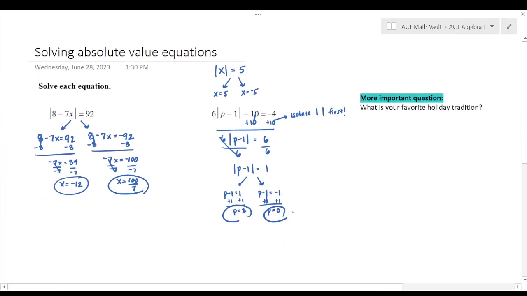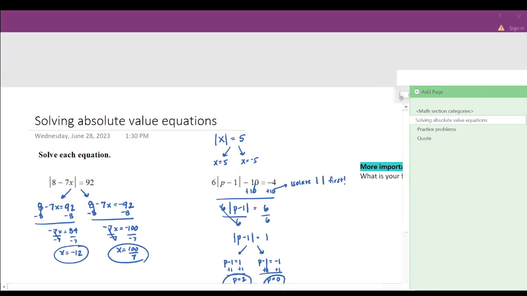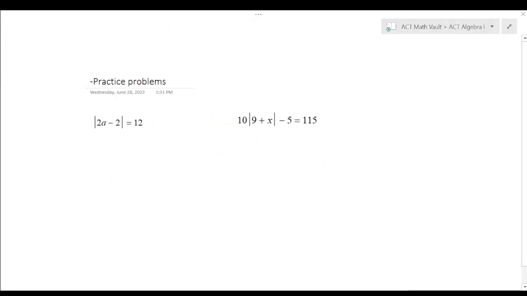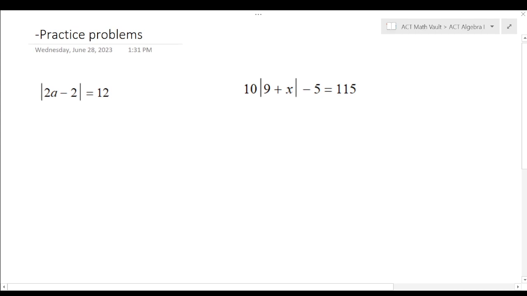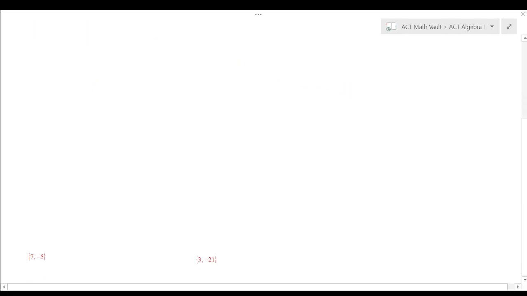So I gave you here 2 practice problems that are very, very similar. Why don't you pause the video if you would like to wait to see the answers. Here are the answers. And notice that the answers aren't like 7 and negative 7, right? It's 7 and negative 5 because we're solving specifically for just that a right there. And then 3 and negative 21 would work for the second one.